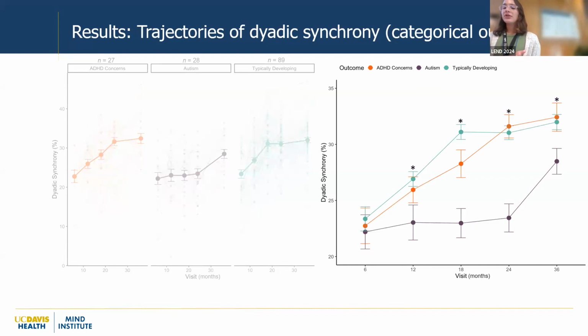So this is similar to what you've seen in the other graph. They're just all on the same graph, zoomed in without individual trajectories in the background. So you can see at 6 months, the groups don't really differ. But then starting at 12 months, the autism group shows a slower rate of growth and therefore lower levels of the percentage of time spent in dyadic synchrony up until 36 months.